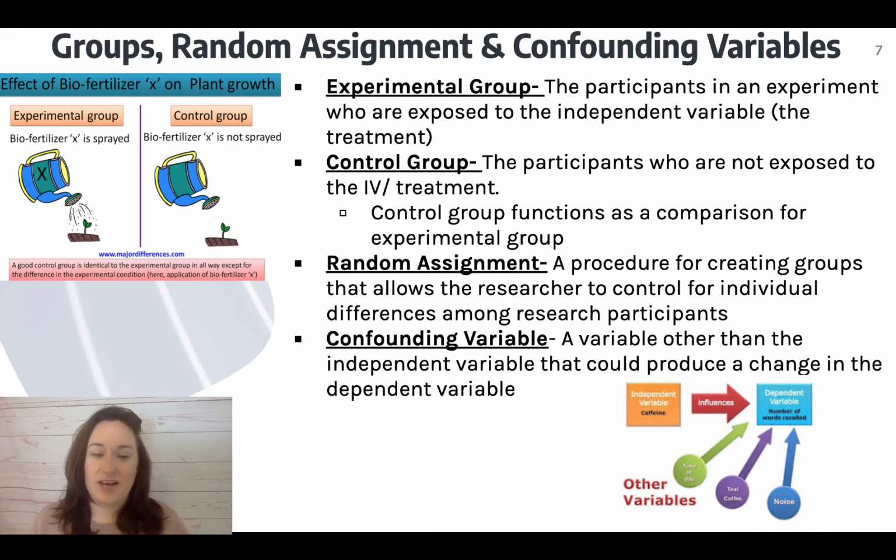So the best way is random assignment, and this is a procedure that creates the groups at random to make sure that it's random. You can't pick everyone from like one class, right? Like one section of Psych to be in the experimental group and another section of Psych to be the control group. That is not random.